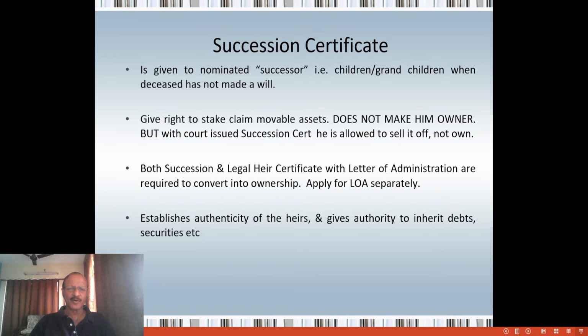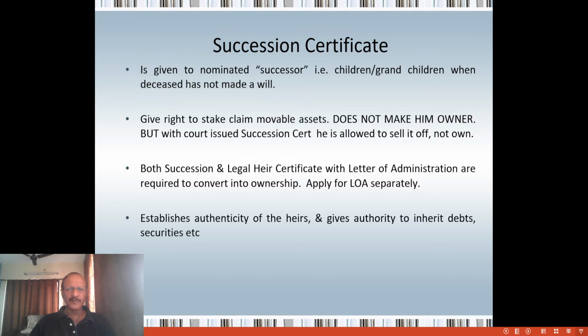Court normally would issue a succession certificate to only a legal heir, but often people who are illiterate or women or children who do not know what this is all about, they seek help, and court can also allow an outsider to be a succession certificate holder.